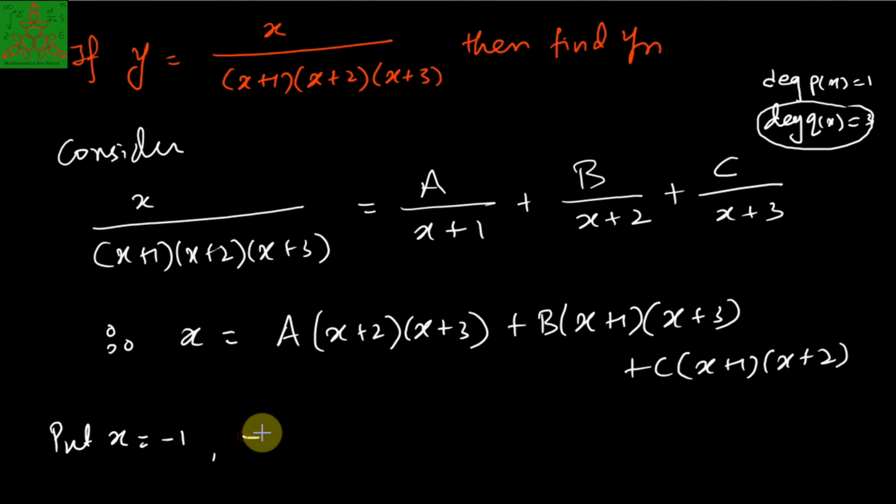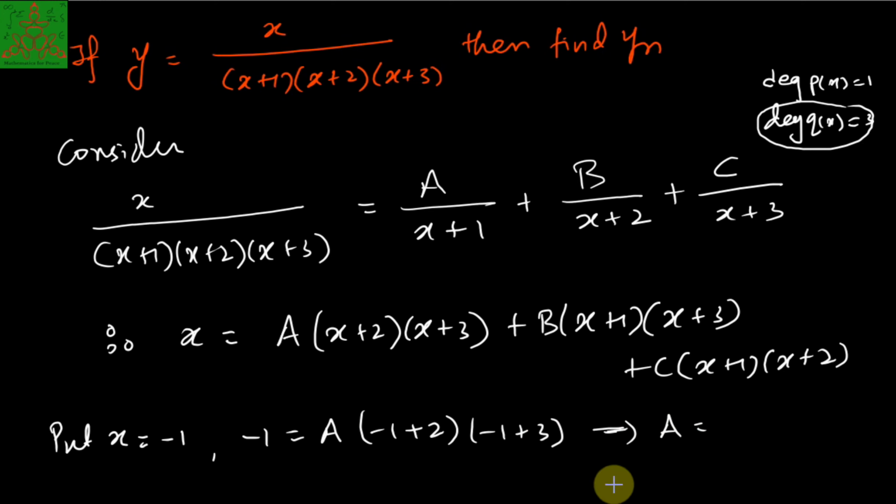So we'll have minus 1 equal to a into (minus 1 plus 2)(minus 1 plus 3), which implies that a equals, this will be 1 and this will be 2, so it gives me a equal to minus 1 by 2.